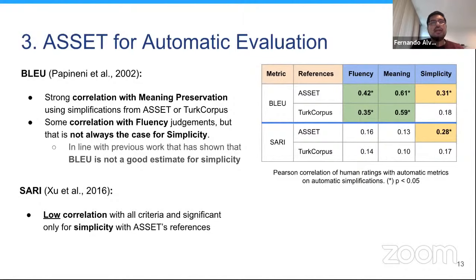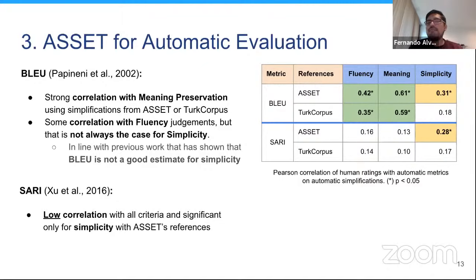But the issue here, or the most surprising results, comes for SARI. Yes, we knew that SARI was not developed to measure fluency nor to measure meaning, but it was developed specifically for simplicity. However, here the results show that when using TurkCorpus, the correlation is extremely low, and when using Asset, simplicity is almost moderate, but it's also low as well. But it's in general low.